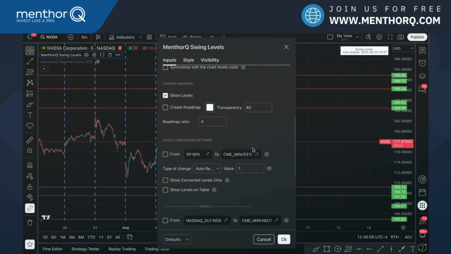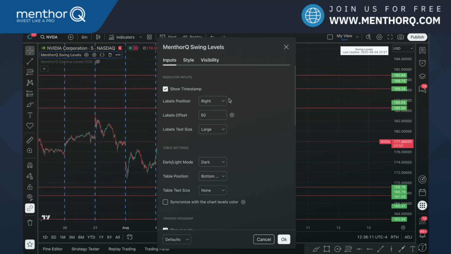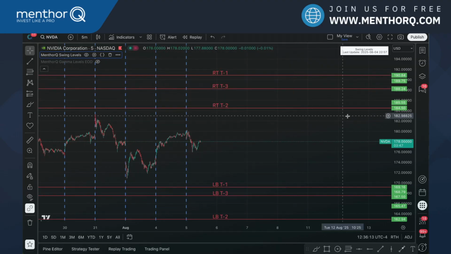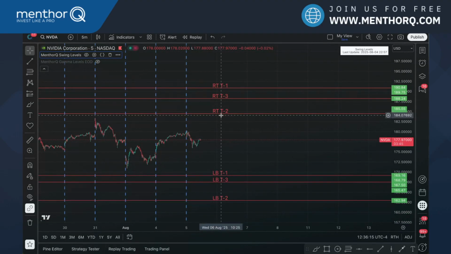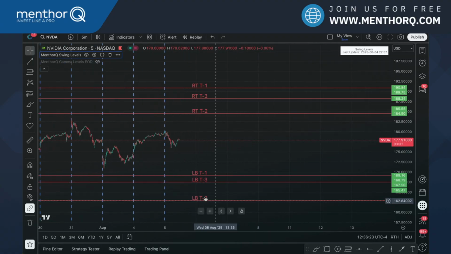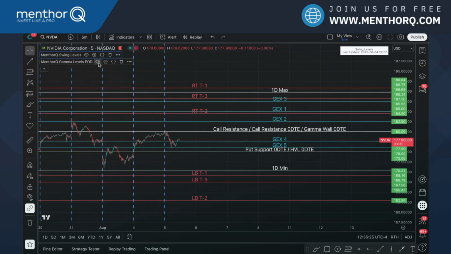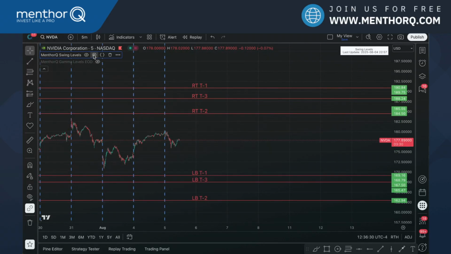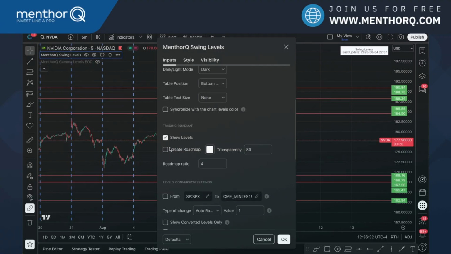And then we can also look at other customizations. So you can see here that we have a risk trigger from yesterday, 2 days ago, and 3 days ago. We have a lower band from yesterday. We have a lower band from 3 days ago and 2 days ago. And then you can combine those with our gamma levels, right? And we can also use those to potentially create our trading roadmap.